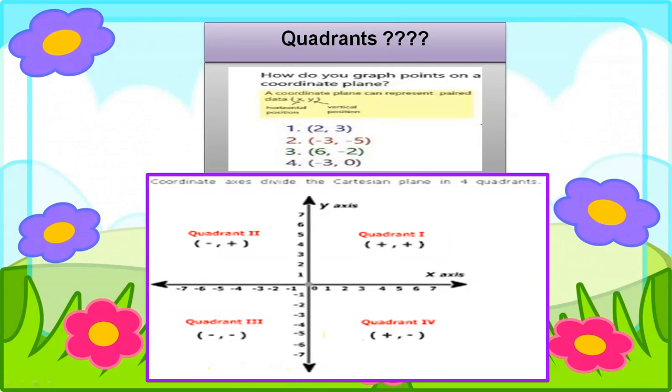Now moving to question number 3: 6 and minus 2. Not 6 minus 2, but 6 and minus 2. 6 you consider for the x coordinate, with a plus and a negative sign. In which quadrant do we have to go? In quadrant number 4.